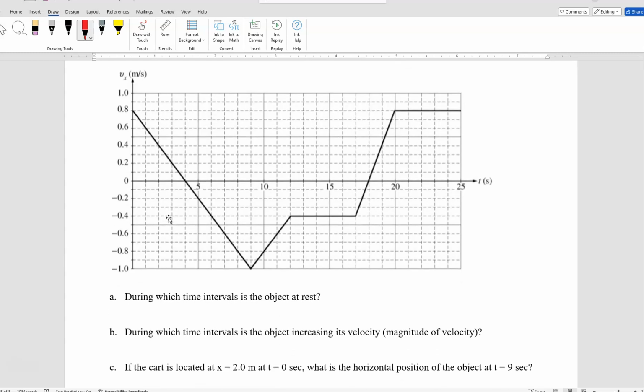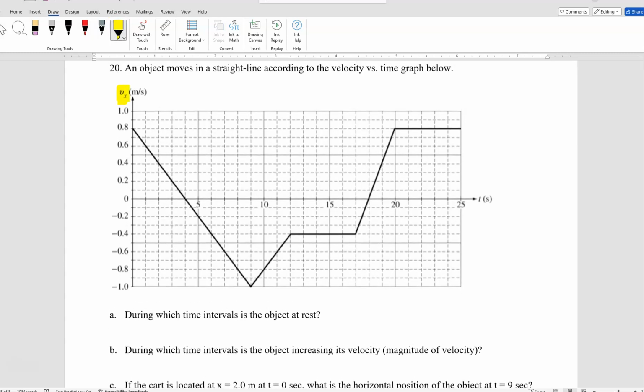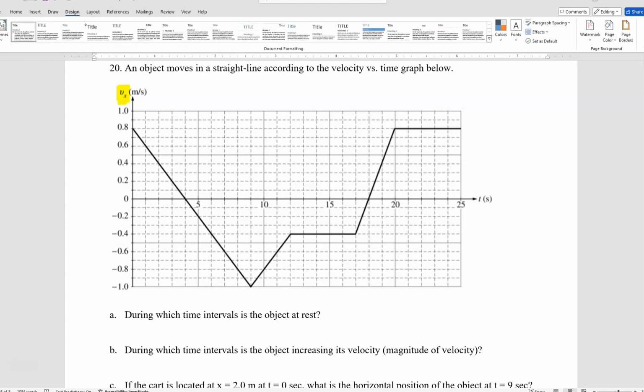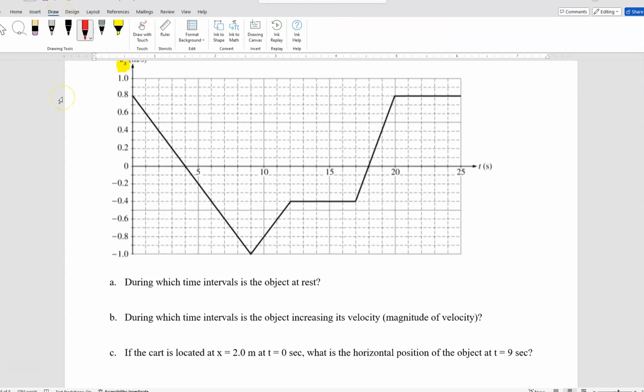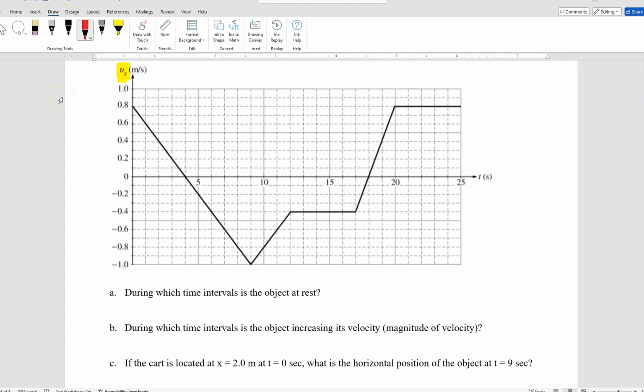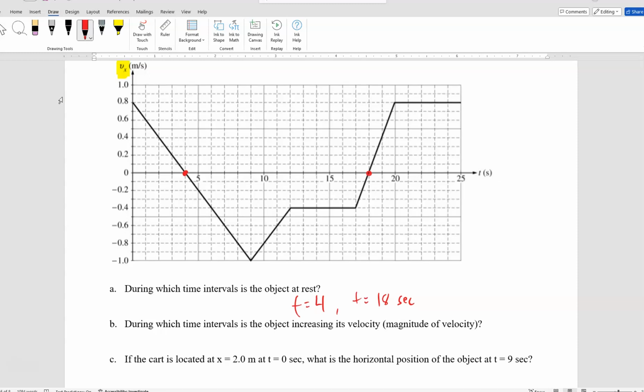Question number 20, this is a velocity versus time graph, very important. This is a v versus t graph. Which time intervals is the object at rest? Well, there's really no time intervals in this graph. It's only 2 actual points when the object is at rest, and that's when it crosses the x-axis. So that's right there at t equals 4, and right there at t equals 18 seconds. It's a little misleading that it says intervals, but they might do that on the AP test.